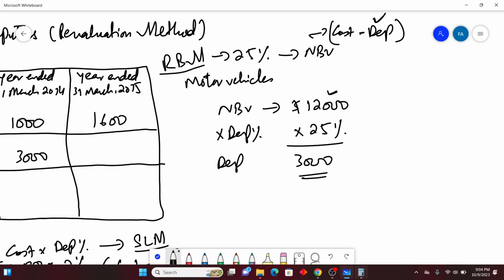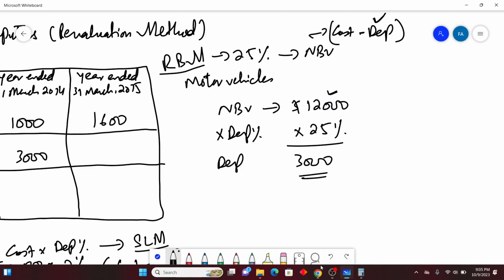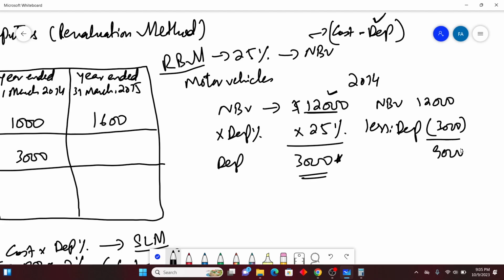Okay. Now see for the second year, what is the depreciation? In the second year, you purchase a motor vehicle of 9,000. So you have to do it separately. Sir, the first motor vehicle which was there with us from last year had a net book value of 12,000. And last year, in 2014, we charged some depreciation, which is this 3,000. So now the new net book value of this asset in 2015 would be 9,000.